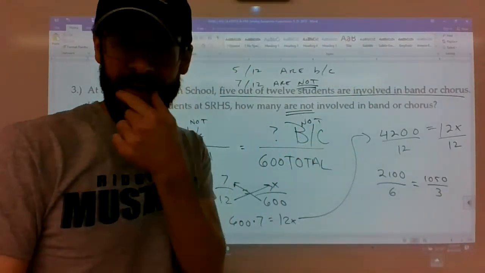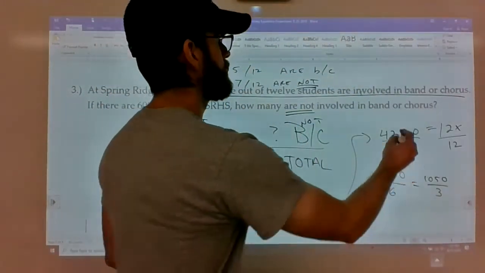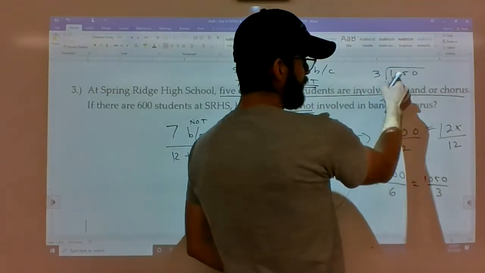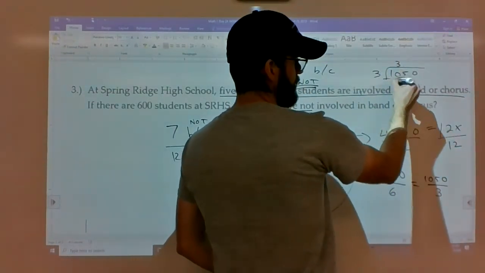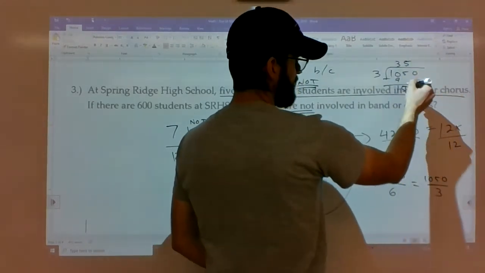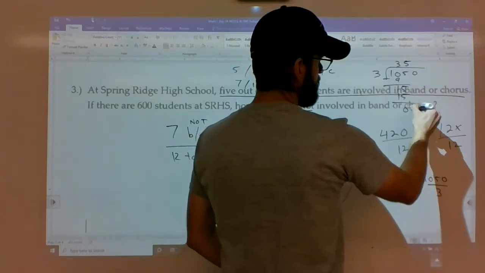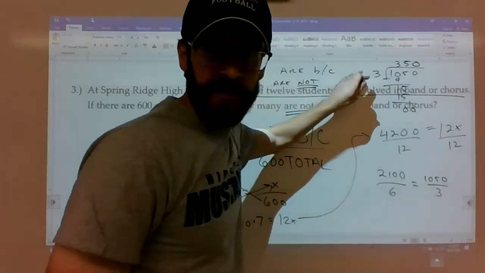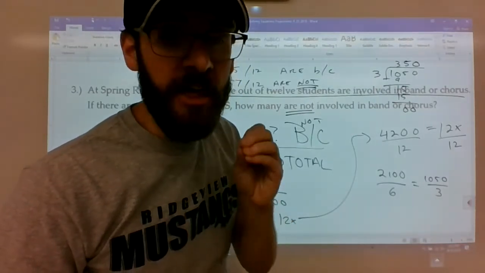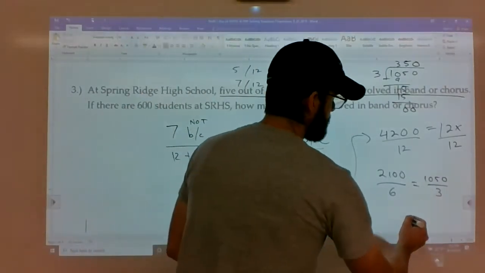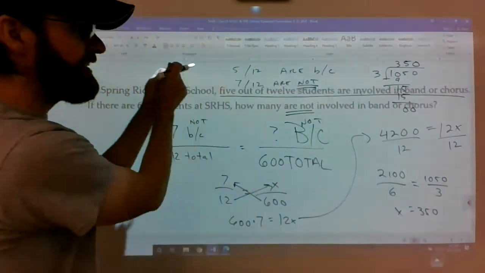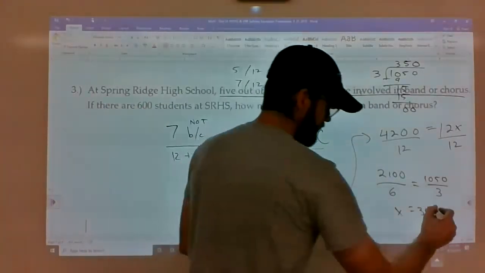All right, I can take 1,050 divided by 3. Three goes into 10 3 times. Gives us 15. 5. 15. 0, 0. All right. Sorry, it's a little bit tough to see this here, but 1,050 divided by 3 is 350. So x is equal to 350. 350 students are not in band or chorus.